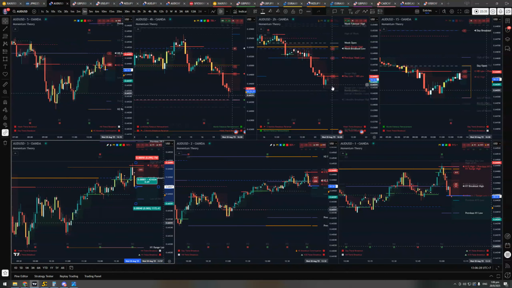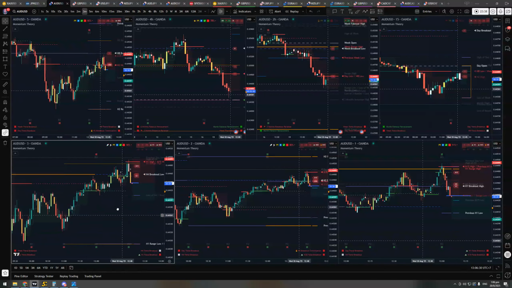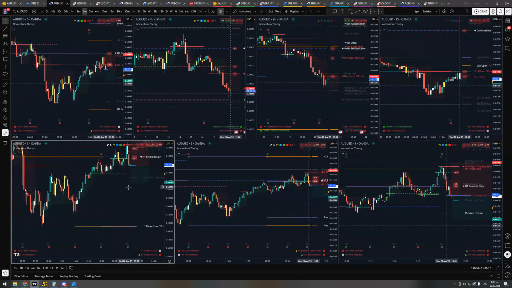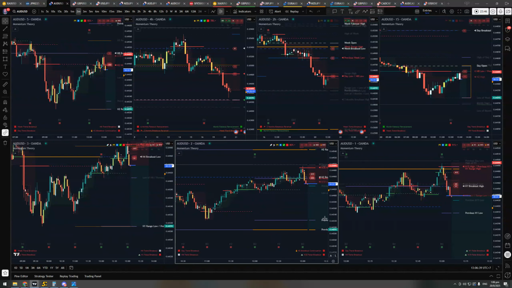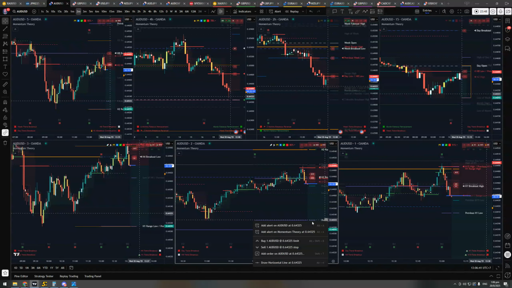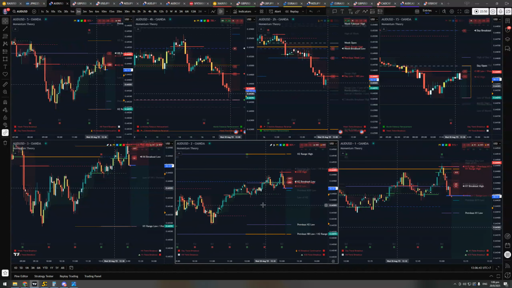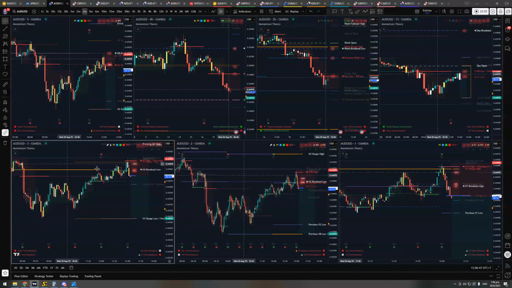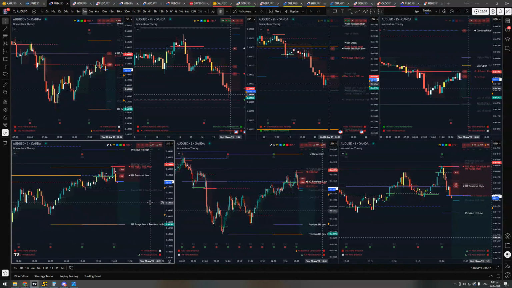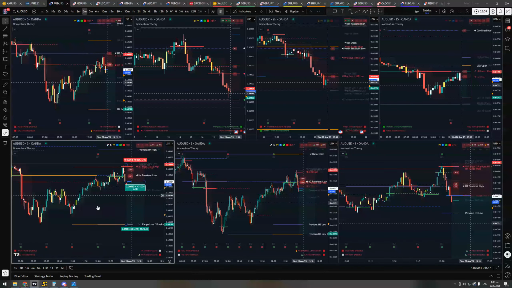So this is right at the H1 German Open. So I got in here, and now I'm looking for a move down to the low for a 2.5 hour move, and I need to see what happens over here at the inside bar level.